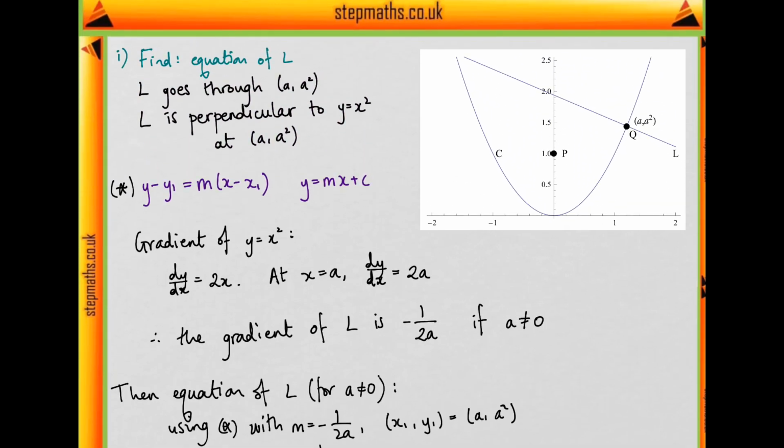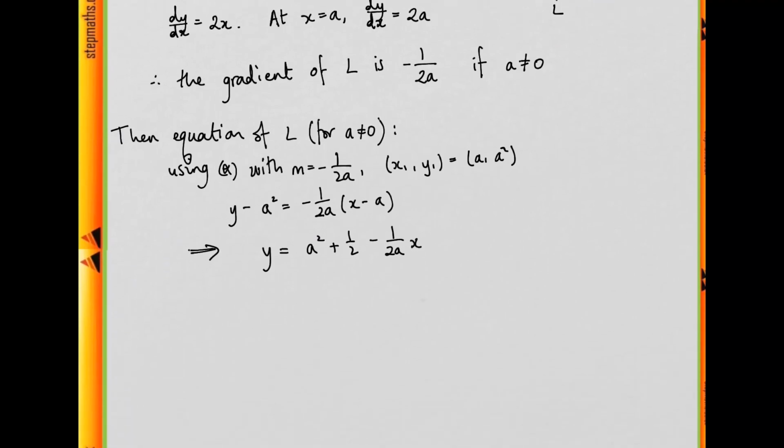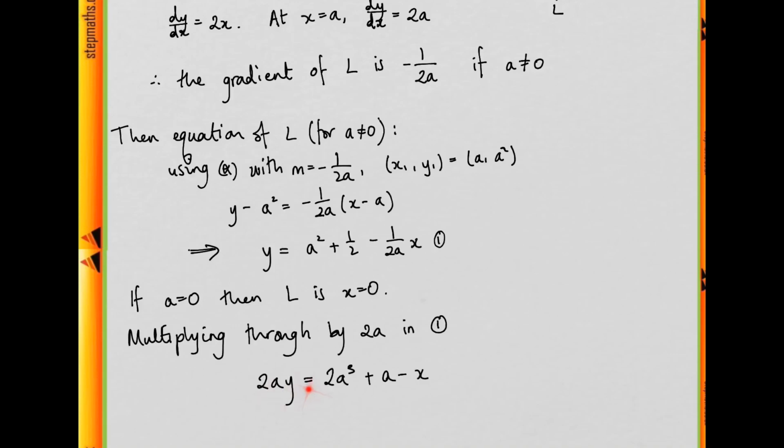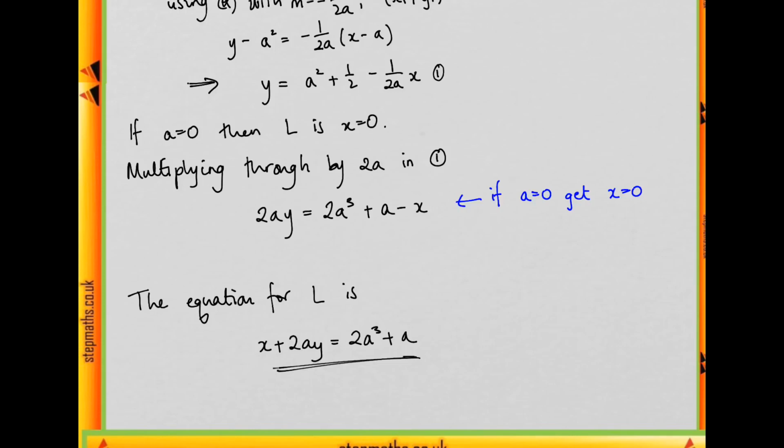That would mean that the point Q would be at the origin here. And so if L is perpendicular to y equals x squared at Q, then L would just be the line x equals 0. And actually, if we multiply through by this 2a in this equation, calling this equation 1, then we get 2ay equals 2a cubed plus a minus x. And so if a is 0, then we would have x equals 0. So writing the equation for L in this way actually covers the case when a is 0 too. So we can write this for the equation of L.